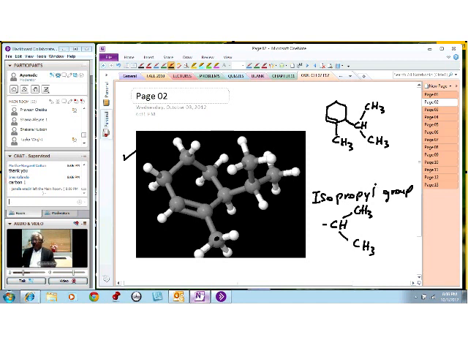Okay, so what will be the name of this compound? Keep in mind, in this case, you also have to assign the lowest possible number to the carbon-carbon double bond.